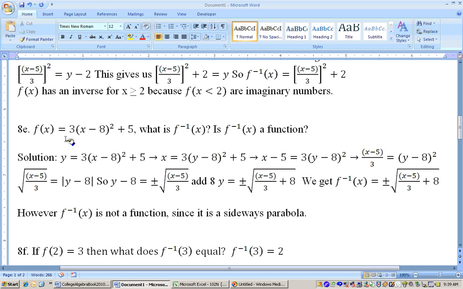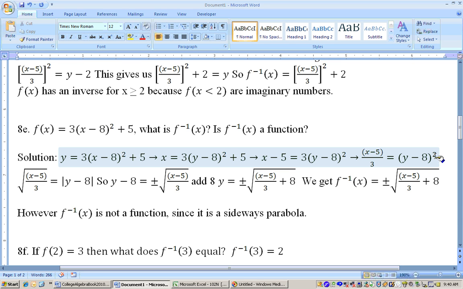8e says if f of x equals this, what is f inverse, and is f inverse a function? Well, what we're going to do here is write it with y. Then I replaced every y with an x and an x with a y to get this, and now I need to solve it for y. So I subtracted 5 from both sides to get x minus 5 equals 3 times y minus 8 squared. Divide through by 3 then, I get x minus 5 over 3 equals y minus 8 squared.